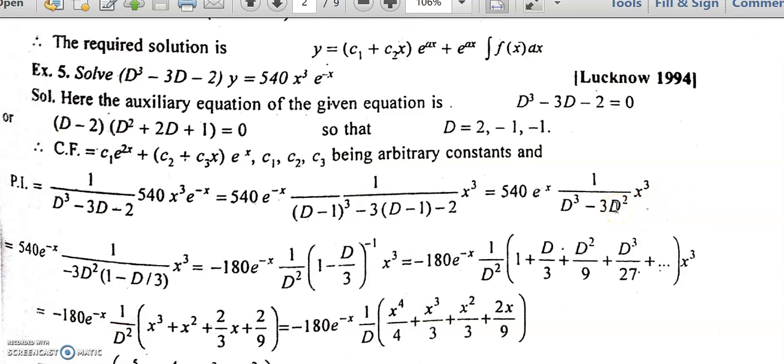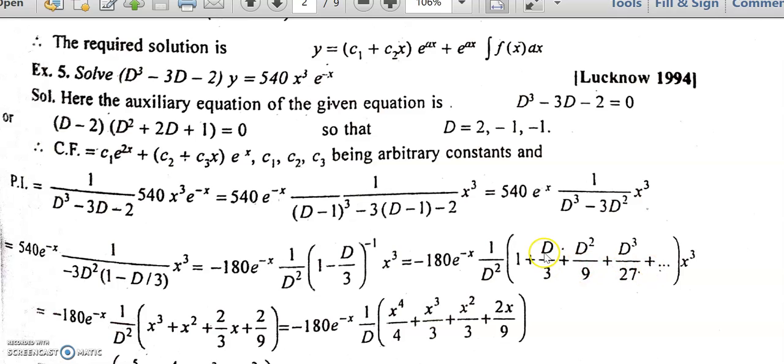So you just take common minus 3D square, then this is like 1 minus D by 3, right? 1 minus D by 3, which means (1 minus D by 3) whole to the power minus 1. Here there is 1 by D square. So (1 minus x) whole to the power minus 1 means 1 plus x plus x square, like this.